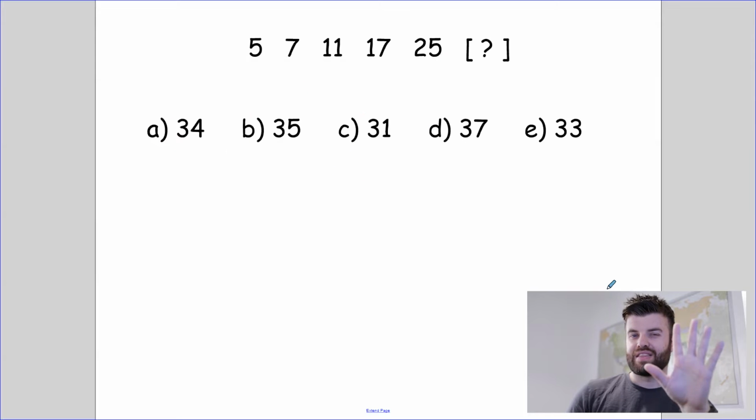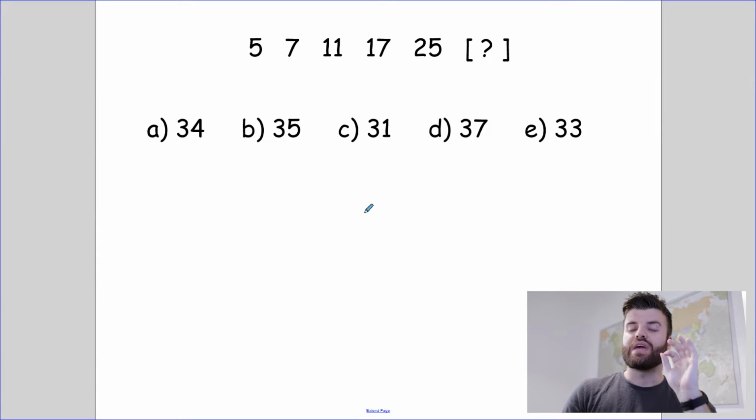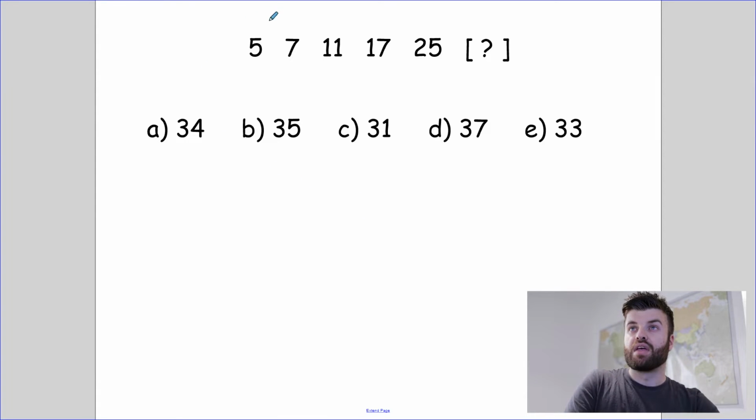Next one. This is a strange sight in the verbal test to see numbers, but it does come up. So here we've got a sequence, and I've got 2 sequences to go through. I'm going to go through this one a bit more quickly because it's quite a simple one. +2, +4, +6, +8, so the final jump must be +10. That gives us 35. Our answer is B.